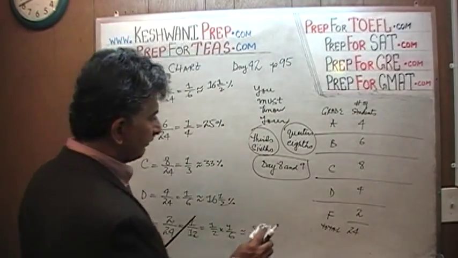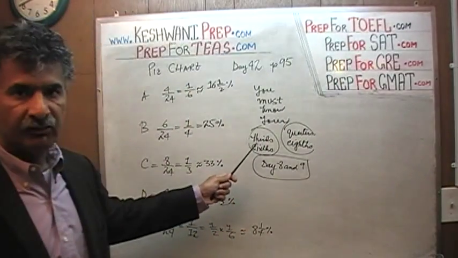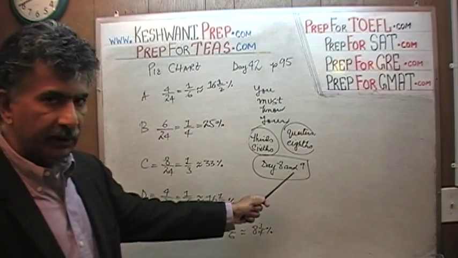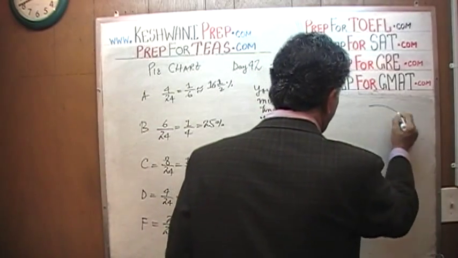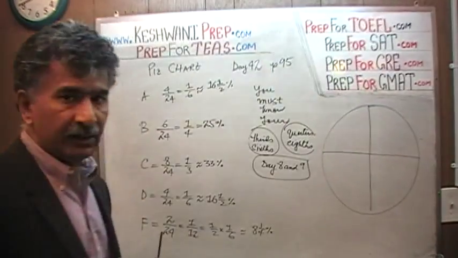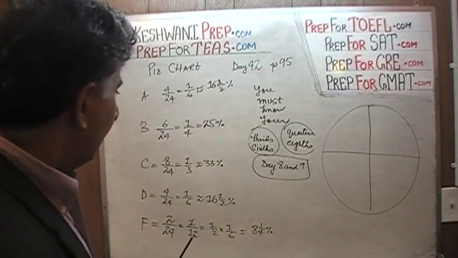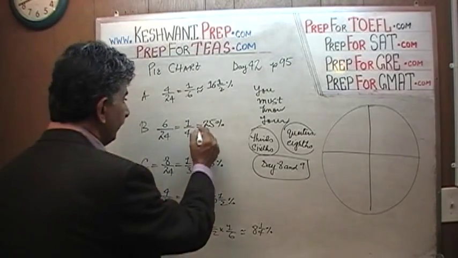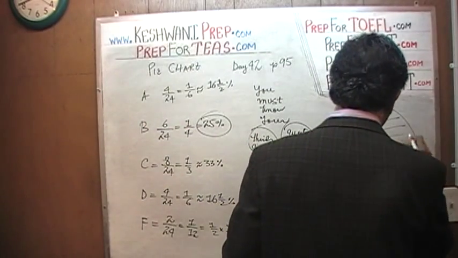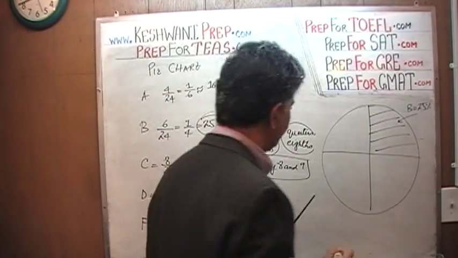I need the room, but I don't want to erase this part. One more time, you must know your thirds, your sixths, your quarters, your eighths, and you're going to find that information on day 8 and 9. So here's our pie chart. Mine is not going to come out as pretty as you see in the book because I'm doing it freehand. But it's going to be close enough. Let's start with something simple, which is 25%. 25%, that's your B. This part is B, which is 25%. Now keep listening.